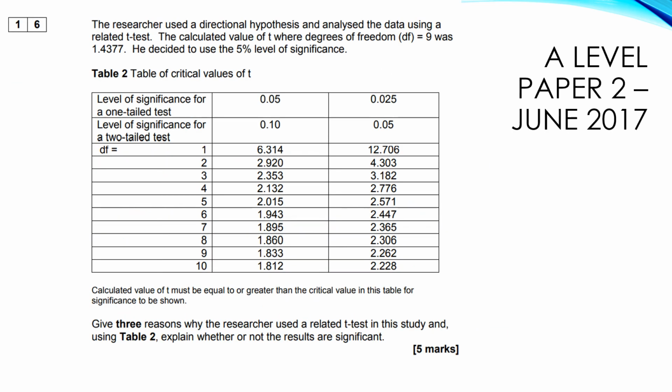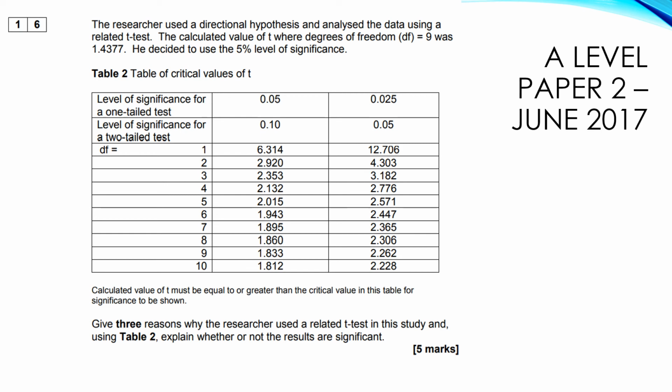Okay, so now we have the question. The researcher used a directional hypothesis and analysed the data using a related t-test. The calculated value of t, where degrees of freedom, represented as df, equals 9, was 1.4377. He decided to use the 5% level of significance. And then we've got: give 3 reasons why the researcher used a related t-test in this study, and, using table 2, explain whether or not the results are significant.